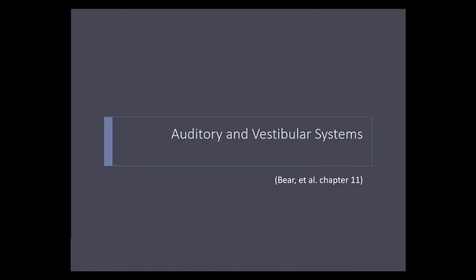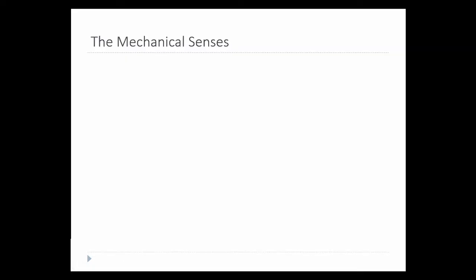Okay, now we can start talking about the auditory and vestibular systems. These are examples of what are called the mechanical senses. A mechanical sense is just a sensory system that is used to detect a mechanical stimulus. So a mechanical stimulus is pretty much what it sounds like. It's any sort of physical force or deflection of some part of the body or sensory receptor.